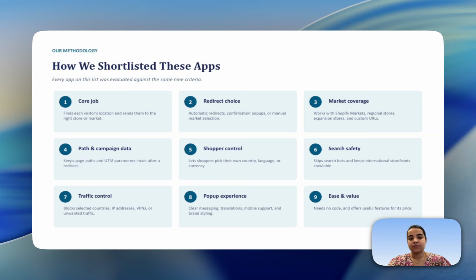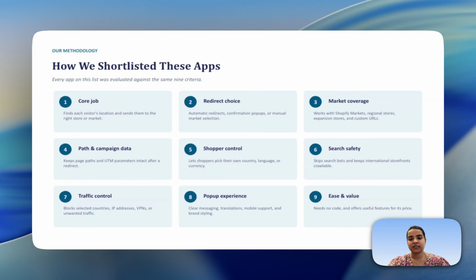Before comparing individual apps, it's worth explaining how we picked this list. We evaluated every app against the same 9 criteria, so the comparison that follows is applied to all. Core job: does it reliably find each visitor's location and send them to the right store or market? Redirect choice: automatic redirects, confirmation pop-ups, or manual selection.